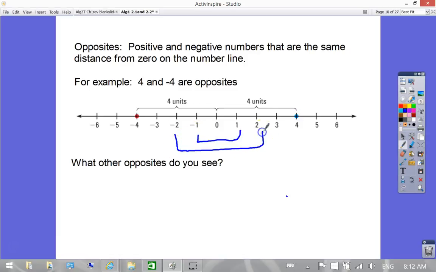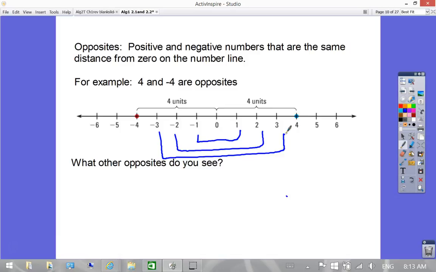Opposites. Does 0 have an opposite? No. Not really. Is 0 positive or negative? It's neither. It's not considered to be either positive or negative. It's in the middle. But in any case, we know what it means to be opposite.